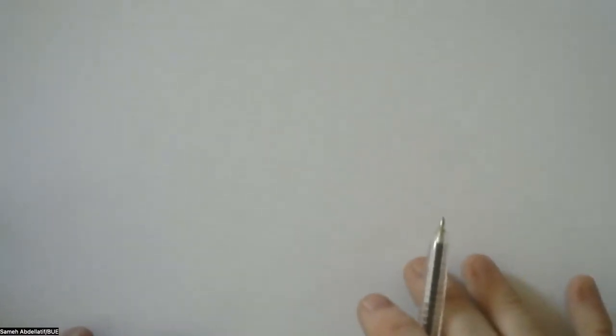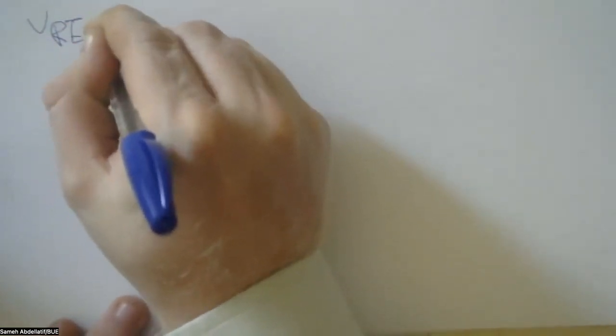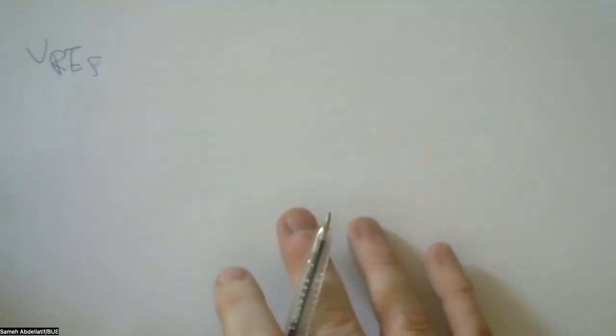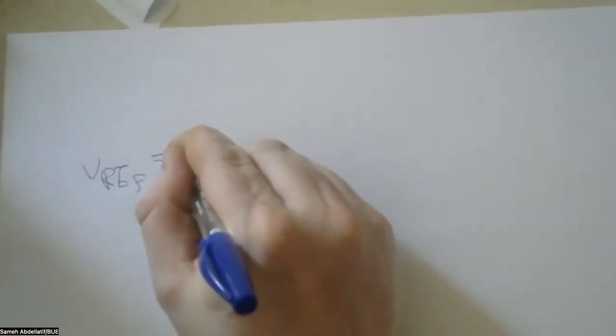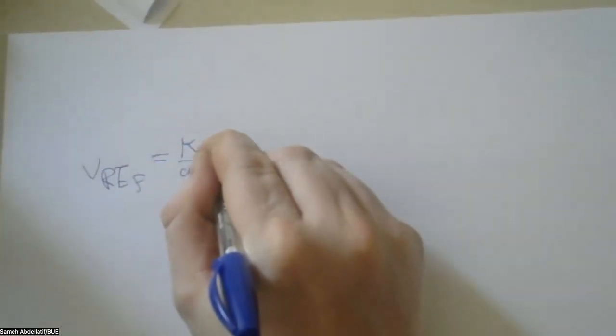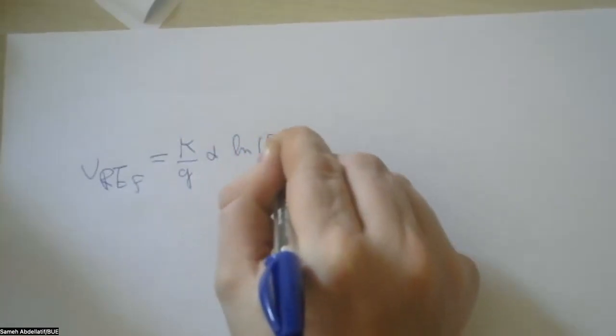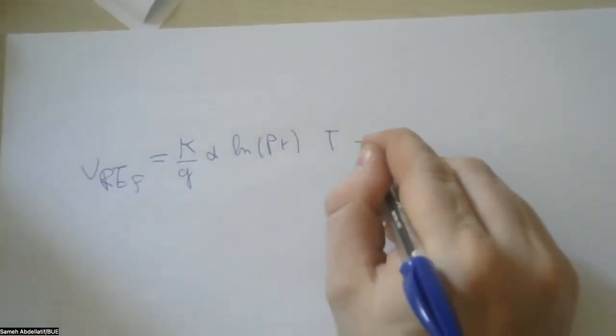Hello again, my dear students, and let's continue our investigation with the CMOS-based temperature sensor. If you remember, in the previous part, we reached an equation under the name of reference voltage, or V reference. So the equation said V reference equals K over Q alpha ln PR T plus VBE.